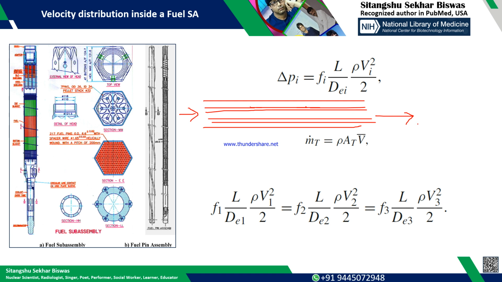These formulas are available in standard fluid dynamics books, because during my college days I studied fluid mechanics, the book by R K Bansal, I think, which is the standard book. So from Bernoulli's equation, the pressure drop, where i is the ith channel, so the i value will be 1, 2 and 3 for this particular case.